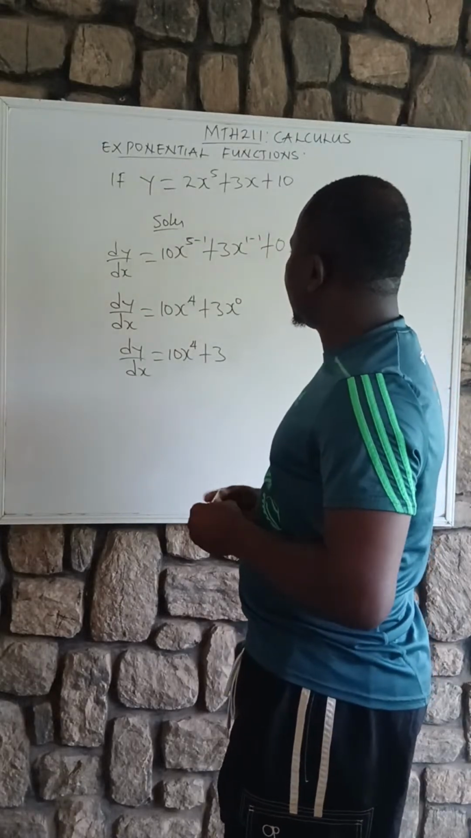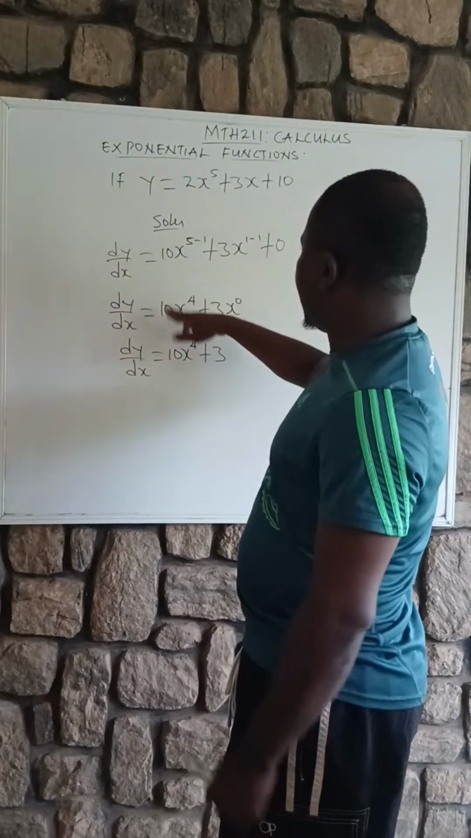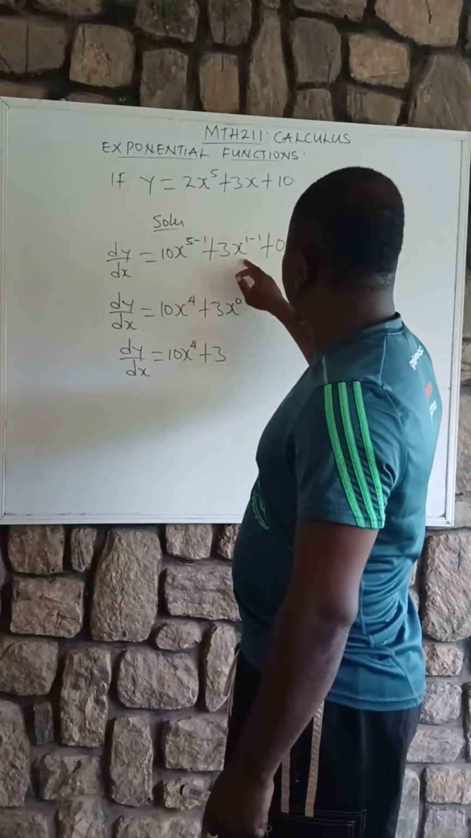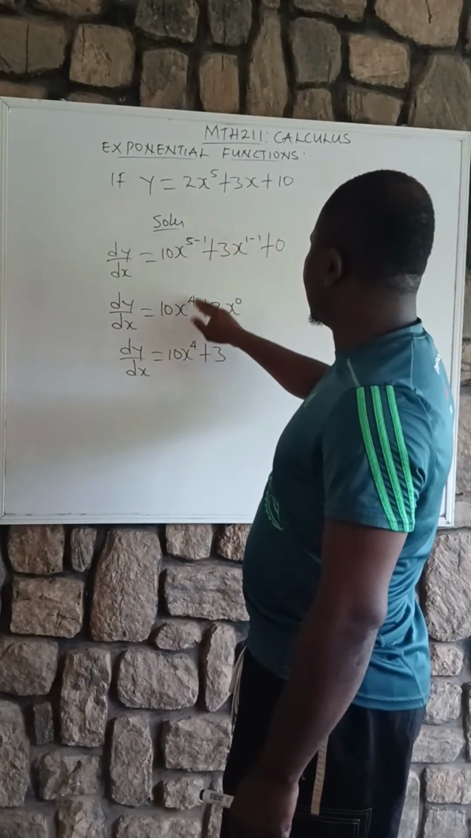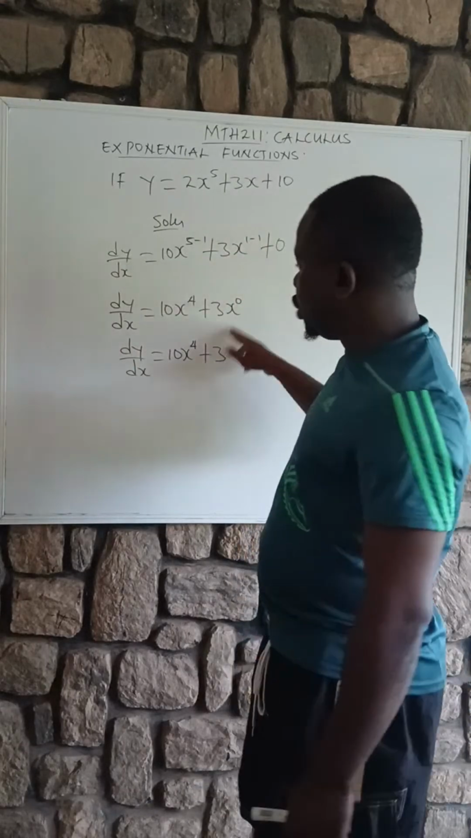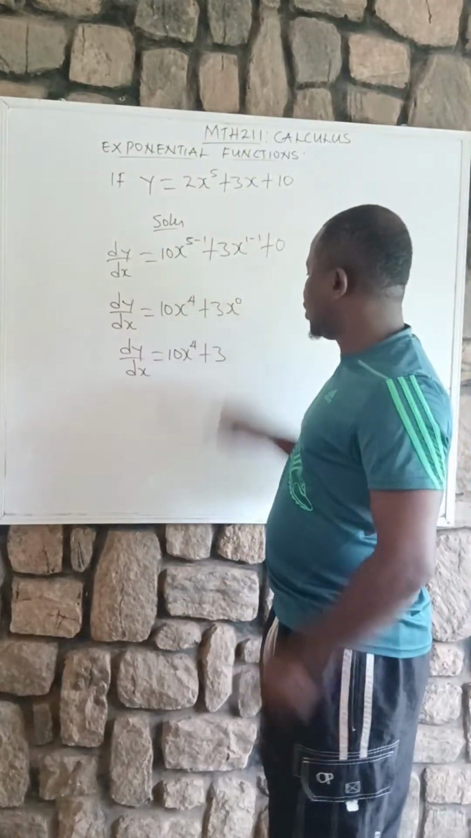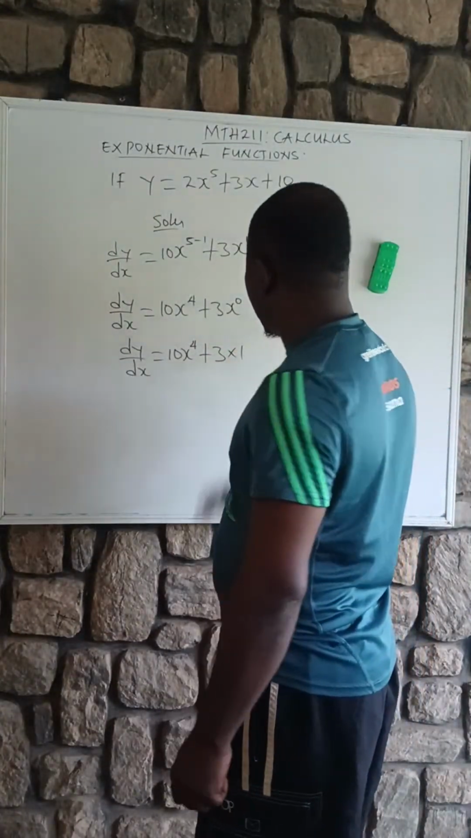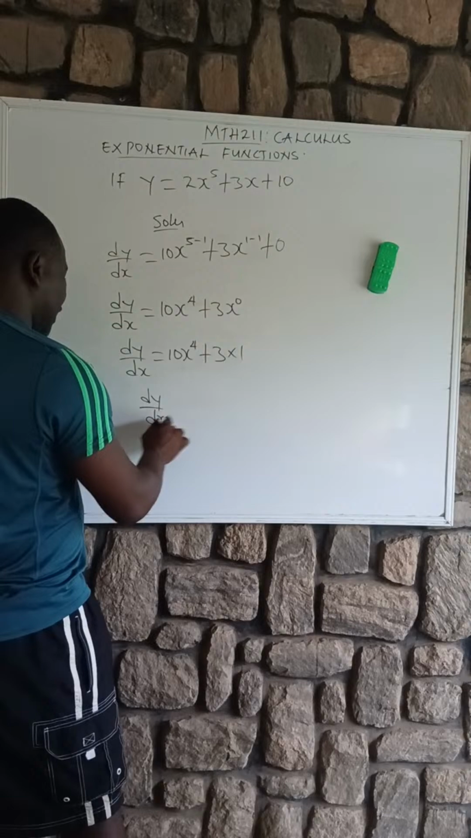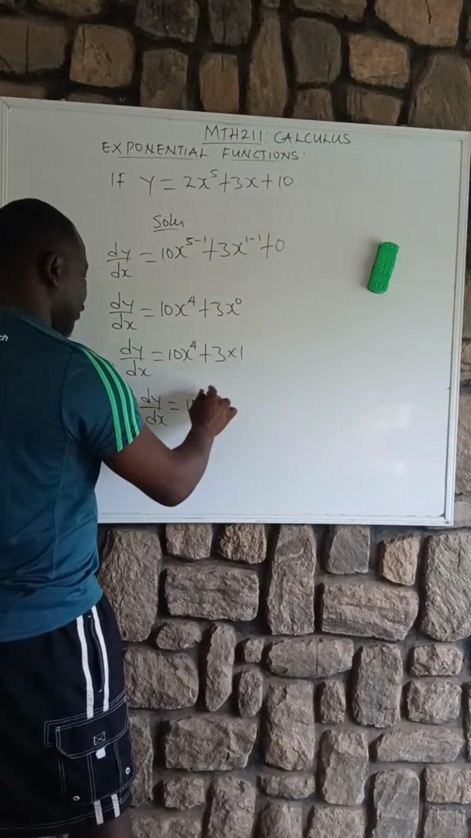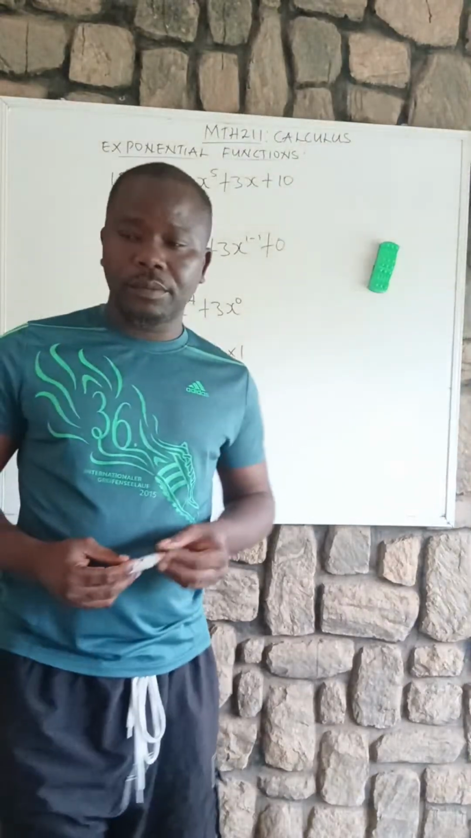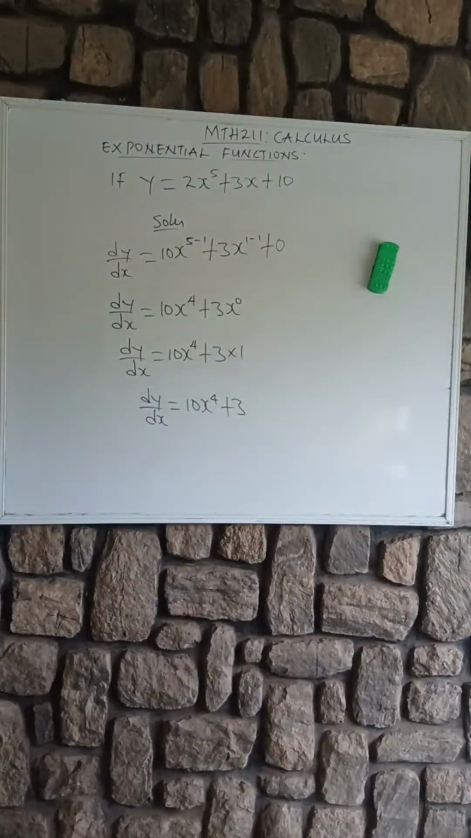True or false? So at this point, 10x raised to 5 minus 1, 4. Then you are going to have 10x raised to the power 4 plus 3x raised to the power of 1 minus 1, 0. But you know that with indices, anything raised to the power 0 is what? 1. So here is supposed to be times 1, but you can see that it's the same thing as 3. dy over dx is equal to 10x raised to the power 4 plus 3 times 1. Is it not 3? Are you following? Do you understand?